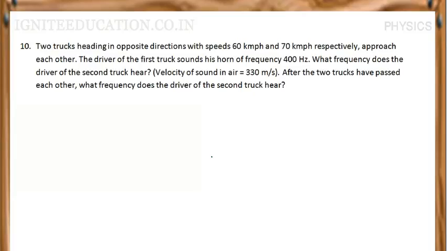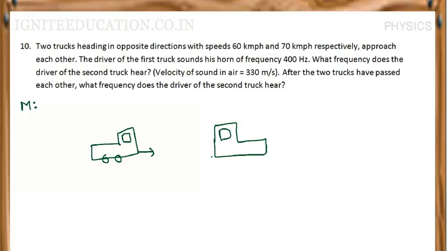It is similar to the previous problem. Our motto is, there are two trucks which are approaching each other with some velocities Vs and Vo. This is observer velocity, this is source velocity. The first truck is blowing a horn with frequency n. The person in the second truck hears the sound wave and detects the frequency as n1. The velocity of the sound in air is v.